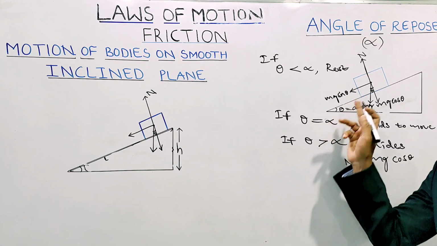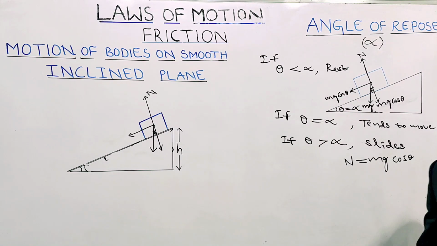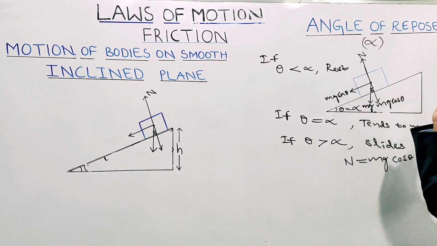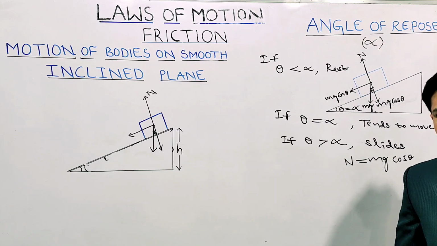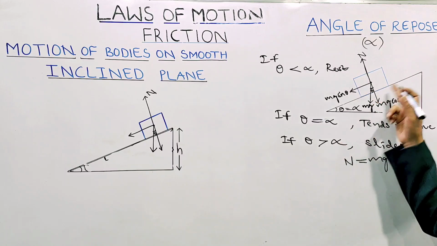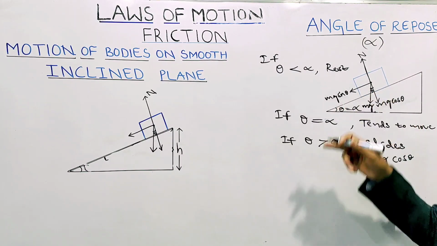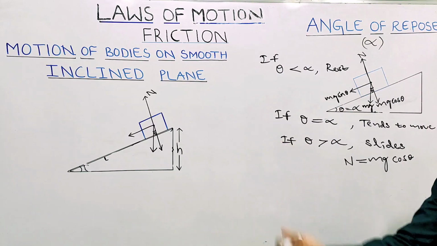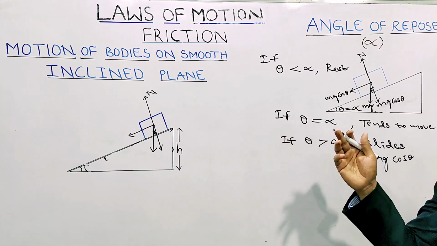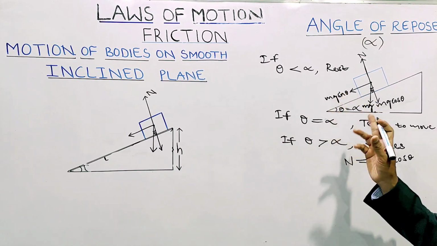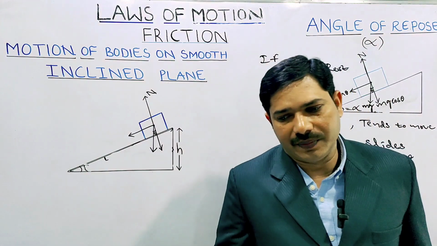So this is the mg sin theta. For a rough surface, the frictional force acts against the motion, so the frictional force is balanced by mg sin theta. We'll discuss smooth inclined plane and rough inclined plane. Just this is the definition for angle of repose.